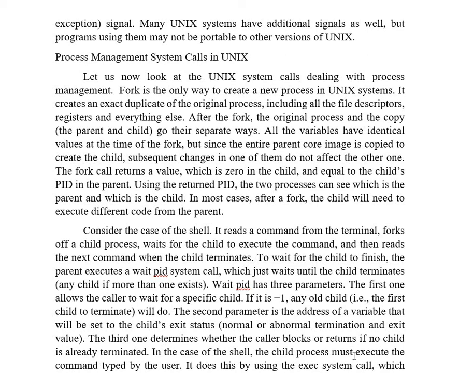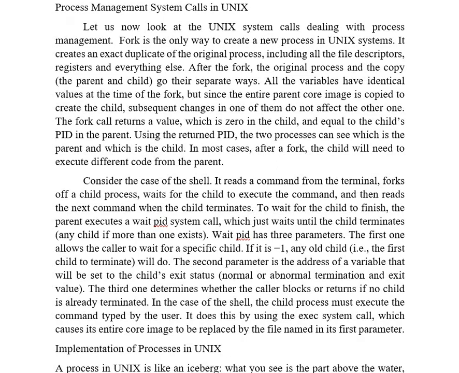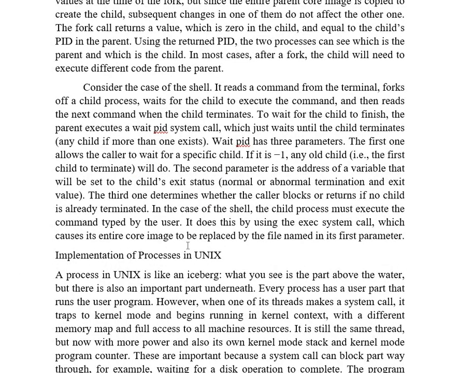In the case of the child process, it must execute the command typed by the user. It does this by using the exec system call, which causes its entire core image to be replaced by the file named in its first parameter. Here there are three parameters: the first to wait for a specific child, the second is the address of the variable that should be set to the child's exit status, and the third is whether the caller blocks or returns if no child has already terminated. So these are the three parameters which we have to consider.